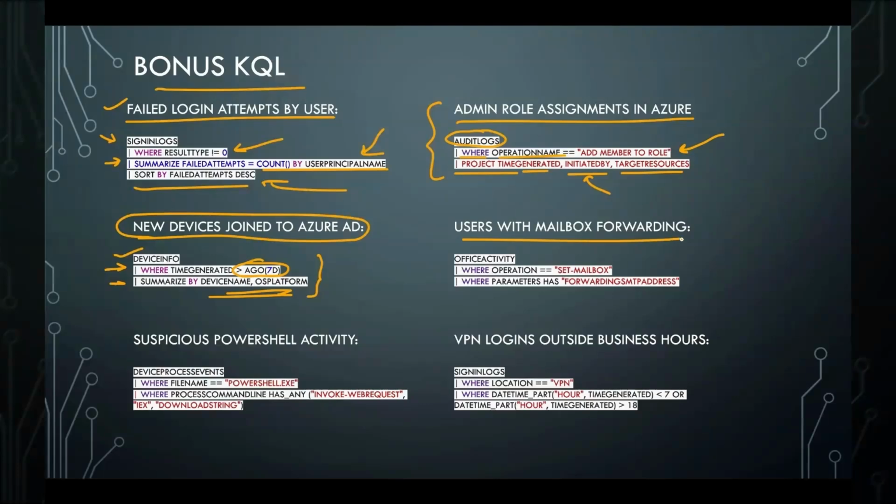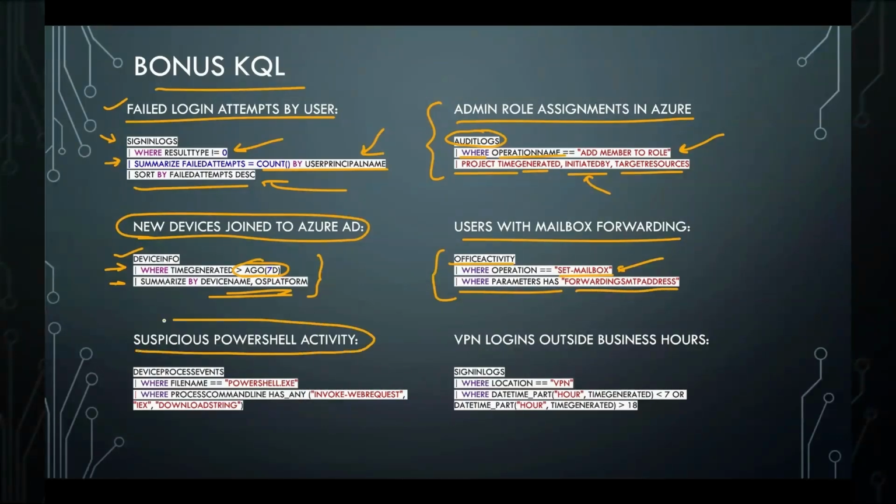User with mailbox forwarding. So mailbox forwarding is sometimes very dangerous when an attacker gets access. So they start sending the sensitive email to some third party mailbox. So that's why it is very important. So we can run the OfficeActivity where operation equal to Set-Mailbox, and where parameters has ForwardingSmtpAddress.